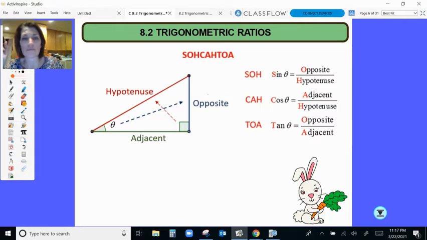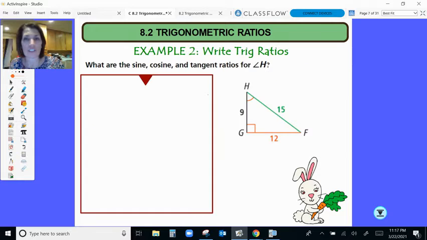So that's SOHCAHTOA. Okay. And again, here's my right angle. My hypotenuse is opposite my right angle. And then here's my angle, my opposite side, and my adjacent side. Once you get all those down, then it really is just putting it all together.